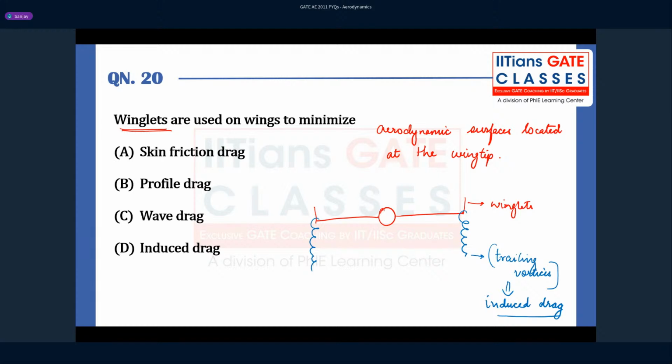These winglets are some solid surfaces, so they will now prevent these vortices, right? When you have winglets, you will not see this. It's not that these vortices will not appear; they will appear, but the effect of these vortices will not be so strong that they will increase your drag considerably, right? So winglets are usually placed on the wingtips to reduce the induced drag, right?